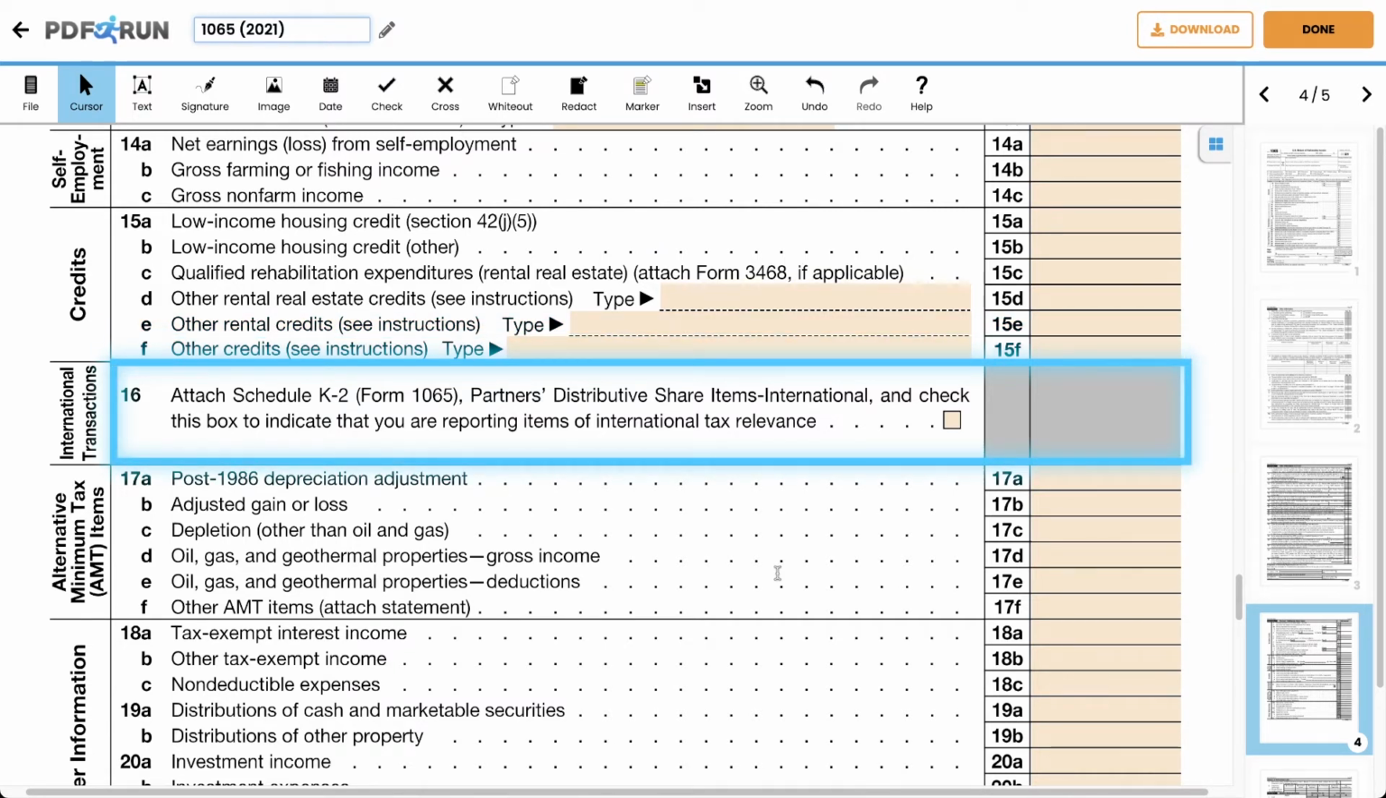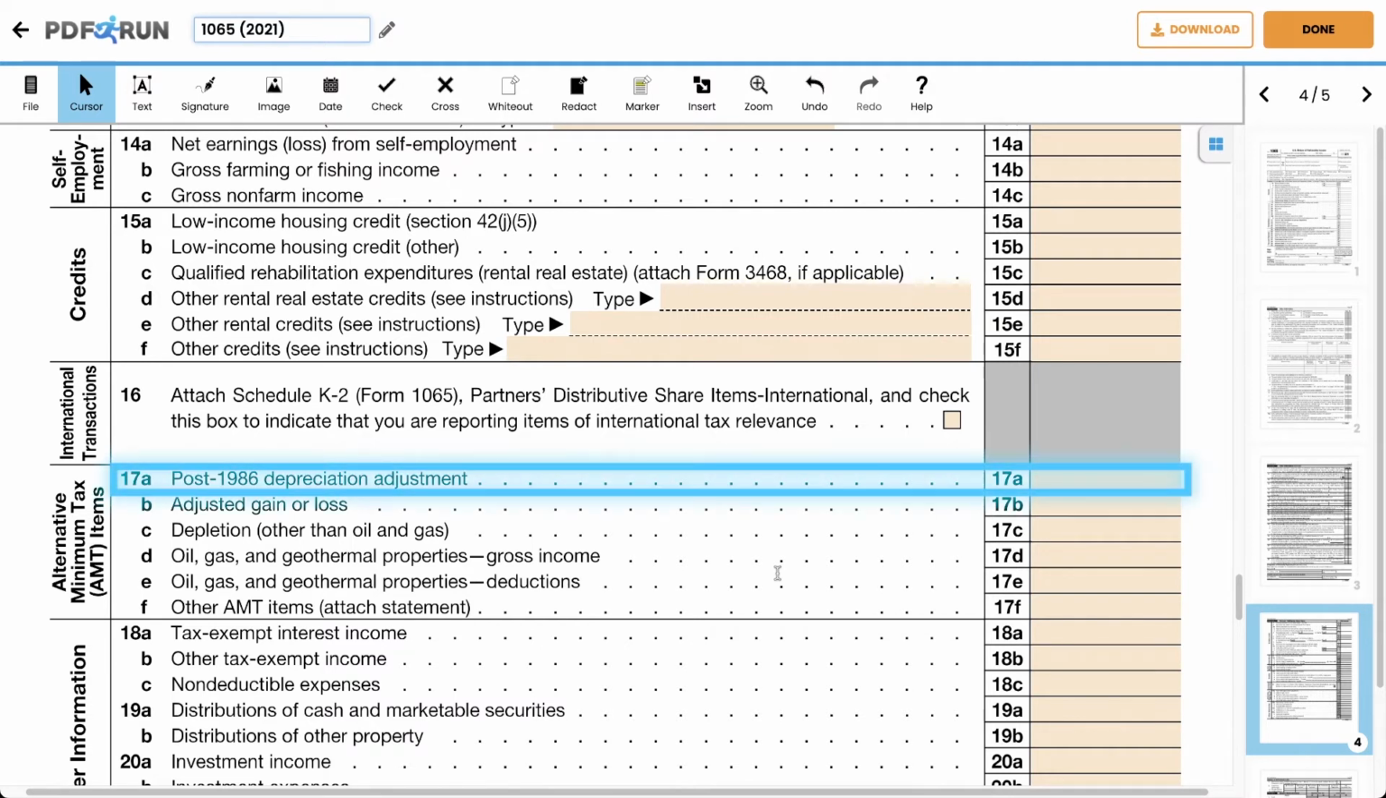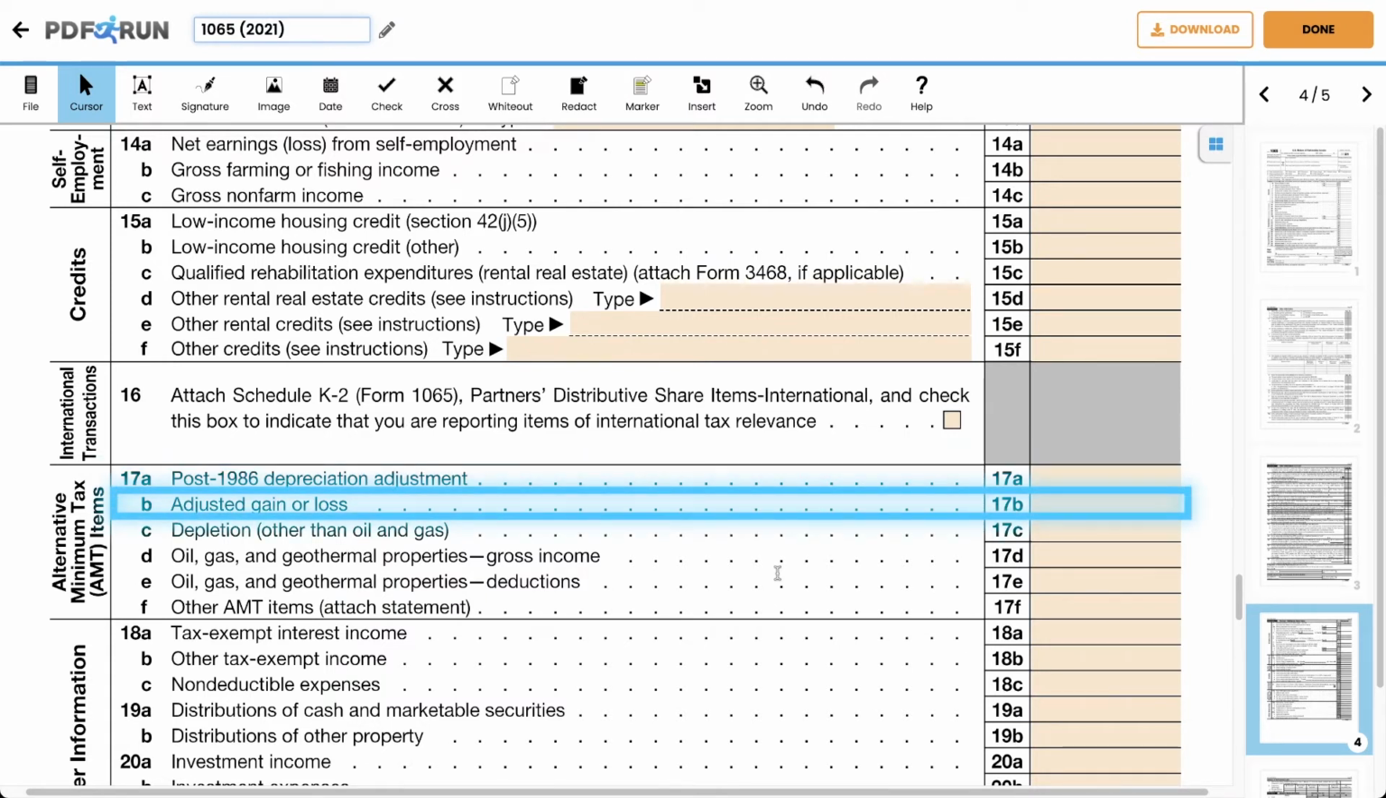International transactions. Line 16. Attach Schedule K-2, Form 1065, to this form. Check the box provided to indicate that you are reporting items of international tax relevance. Alternative minimum tax, AMT, items. Line 17A. Enter the amount of post-1986 depreciation adjustment. Line 17B. Enter the adjusted gain or loss.